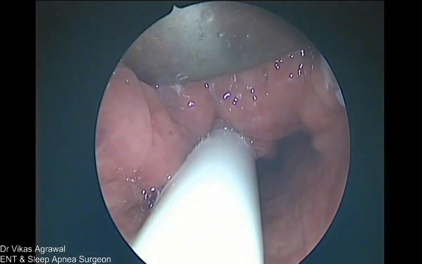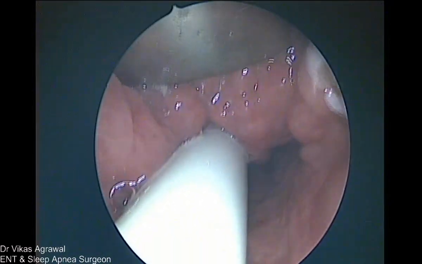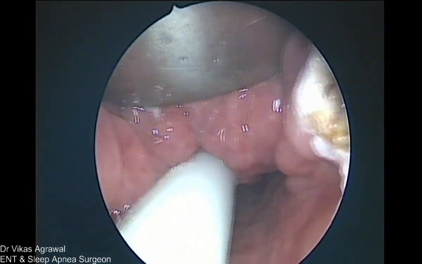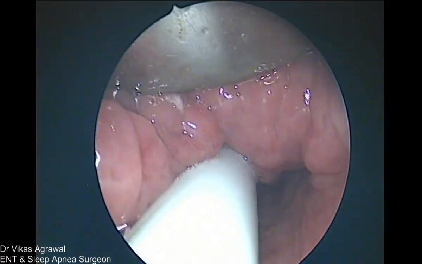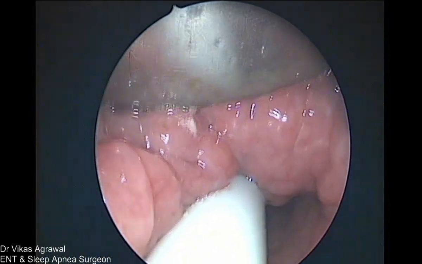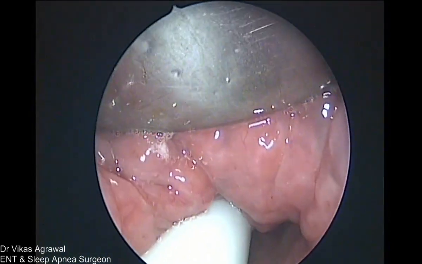I think I can work on this. Okay, I have removed the throat pack and I'll show you the foramen cecum now. Can you see the foramen cecum?